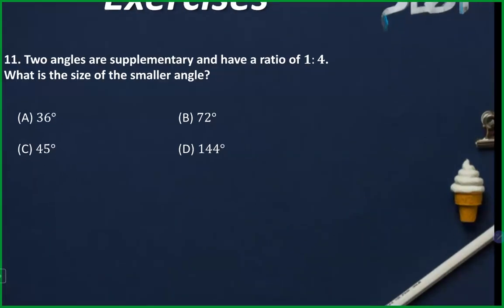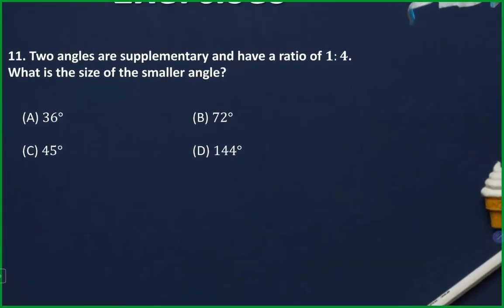In this question, the angles are supplementary and have a ratio of 1 to 4. What is the size of the smaller angle? It means x plus 4x equals 180. So 5x equals 180, then x equals 36. The smaller one is 36.